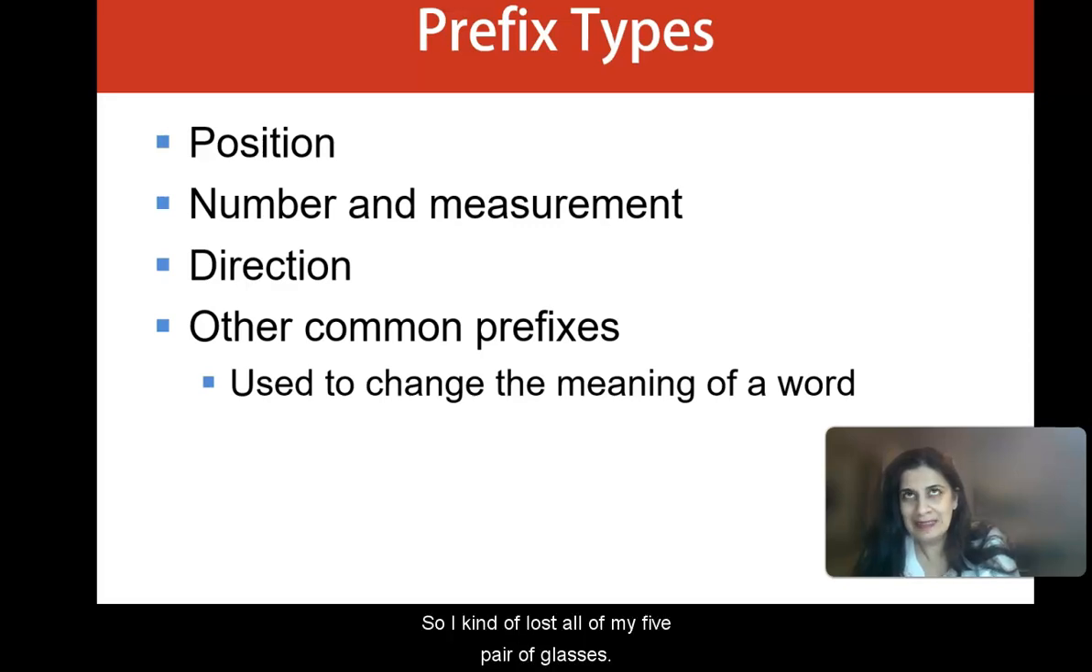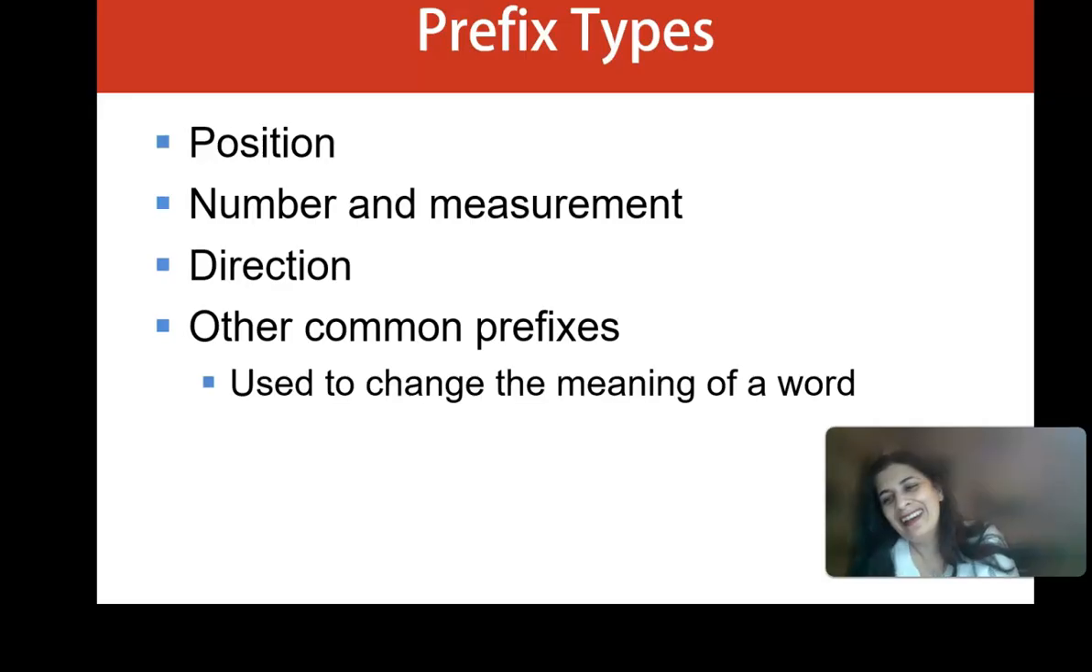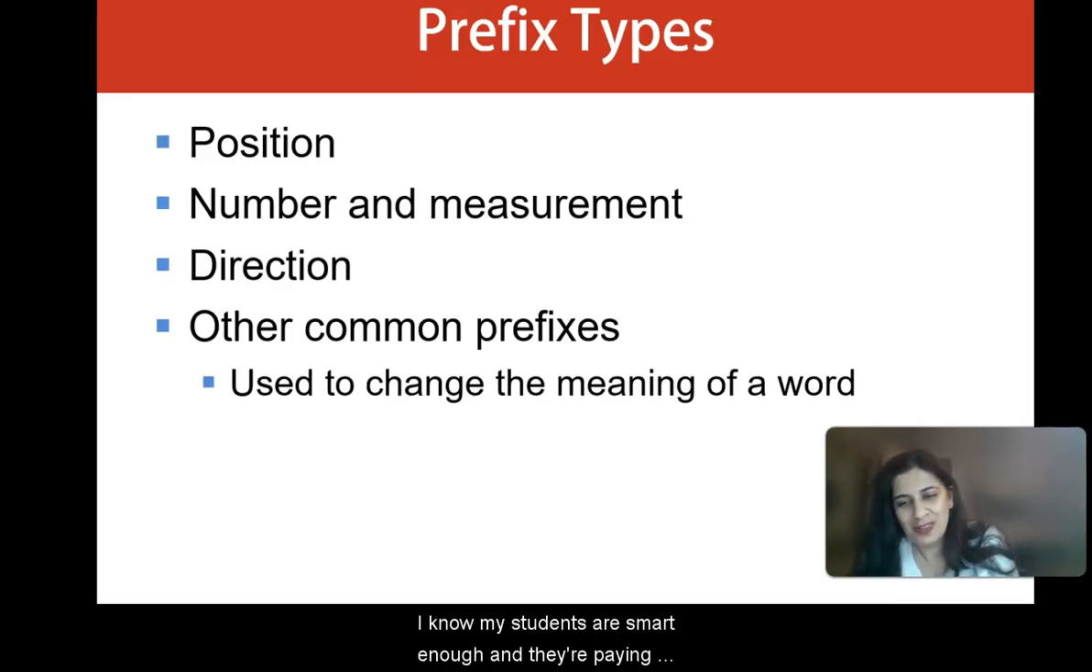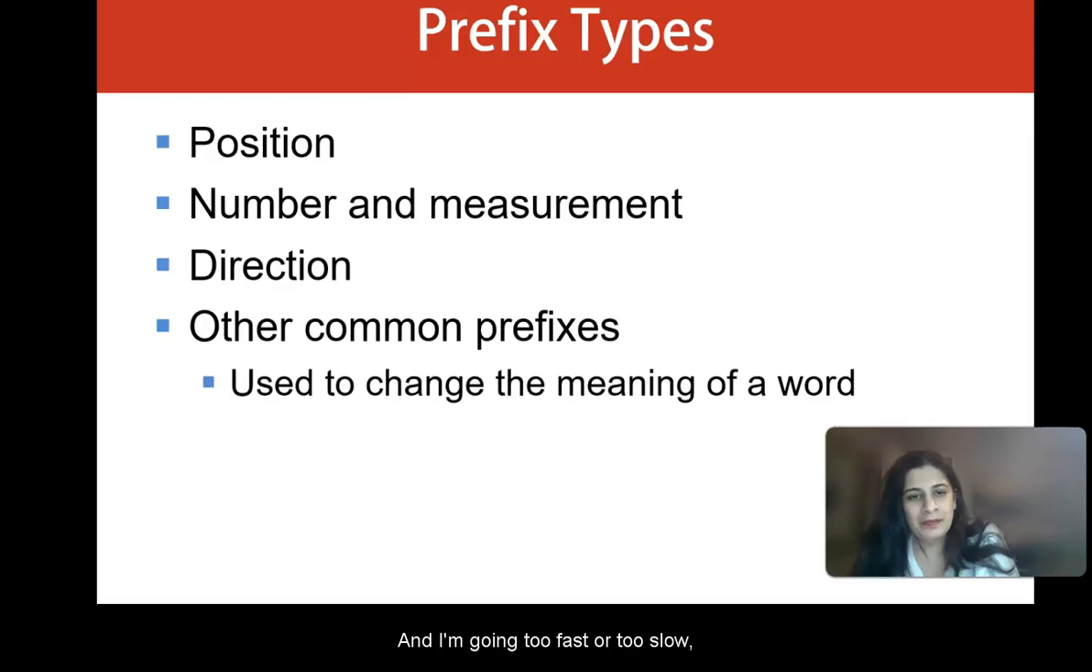I kind of lost all of my 5 pair of glasses. If you find me squinting, please just don't laugh at me. And if I make a mistake, let me know. I know my students are smart enough and they're paying attention. And if I'm going too fast or too slow, just shoot me an email.